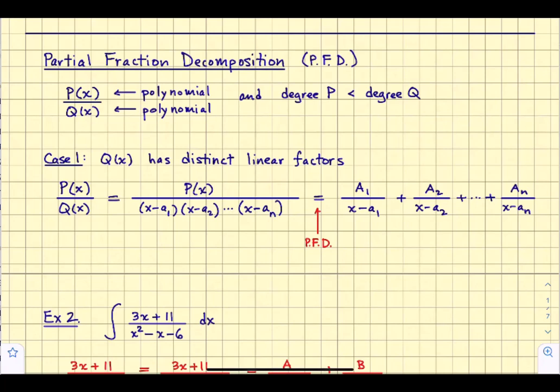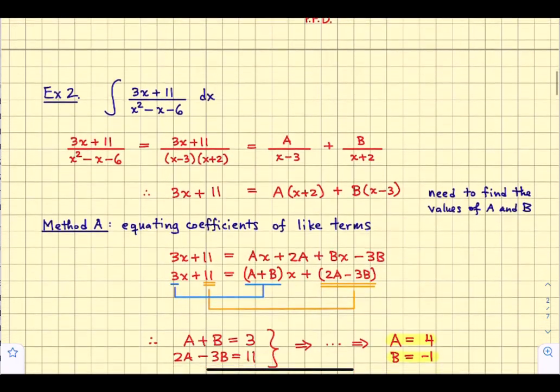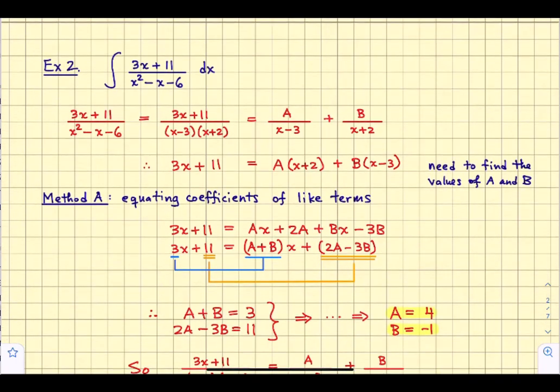When you have distinct linear factors, what the partial fraction decomposition theory says is that you're going to rewrite this rational function as a sum of rational functions. Each denominator in the terms over here are just the respective linear factors, and then the numerator is just some yet to be determined constant in the top. Let's look at how to do this with a concrete example, and I think it'll help a lot. So let's look at example 2. Suppose we have the integral of 3x plus 11 over x squared minus x minus 6.